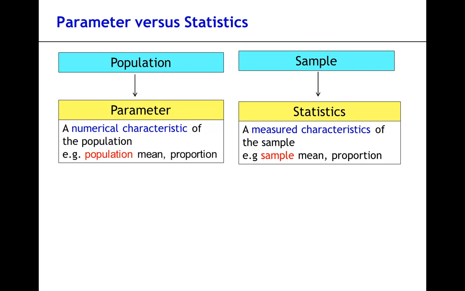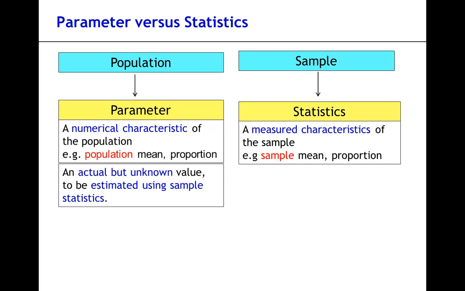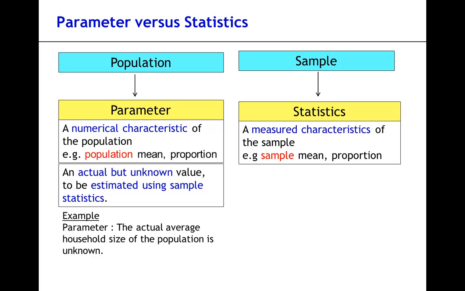The big difference between them is that a parameter is derived from a population, while a statistic is derived from a sample. Chances are, a parameter is usually the actual value we set out to find, but it will remain unknown to us due to practical reasons. For example, we may want to know the actual average household size of the population, but conducting a census for the entire population might be too expensive and time-consuming. Hence, it will likely remain as an unknown value.